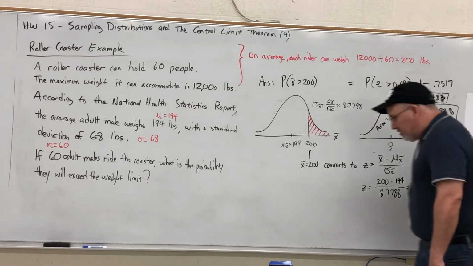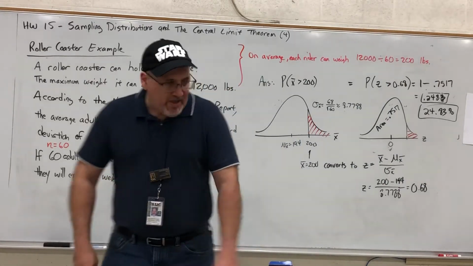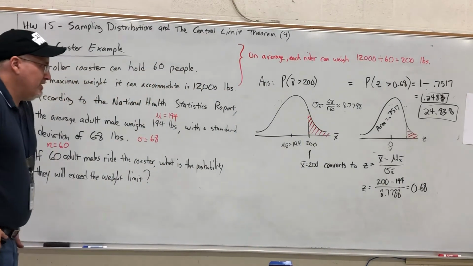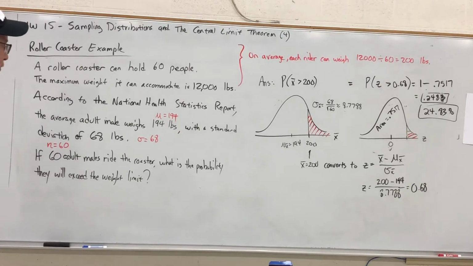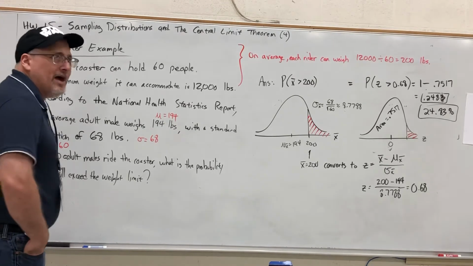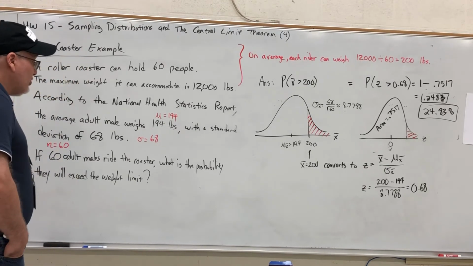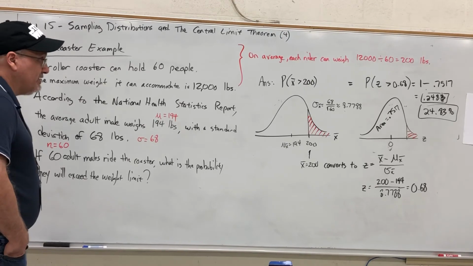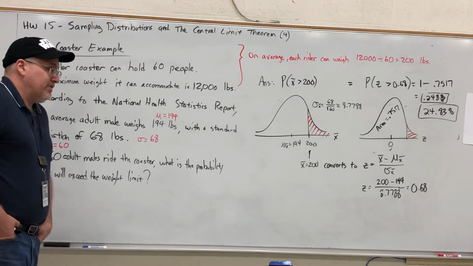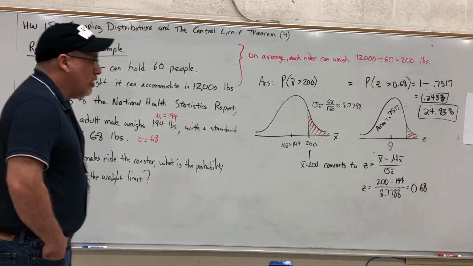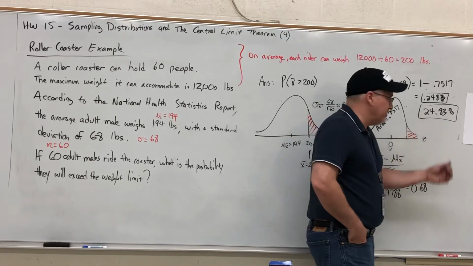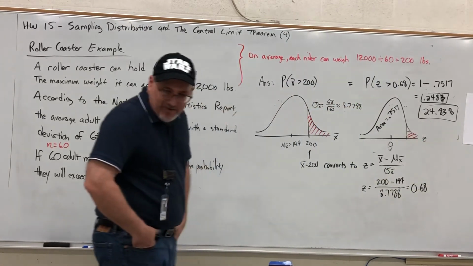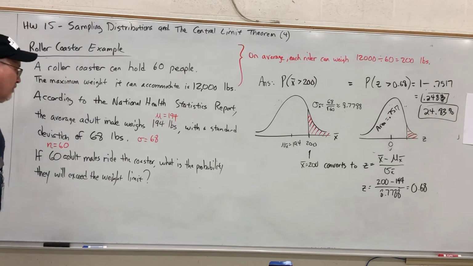So 24.83% chance, which is still scary that if 60 adult males, like 60 college males, rode this roller coaster, there's almost a 1 in 4 chance that it's going to be too heavy, and who knows what will happen. But in industry, they actually calculate things like this to minimize the risk of a catastrophe happening. In this case, they did a horrible job of minimizing this risk. Honestly, I was expecting this to not even be 1%. The fact that it's that high tells me that either A, this problem was just made up, or B, somebody's really bad at designing roller coasters.